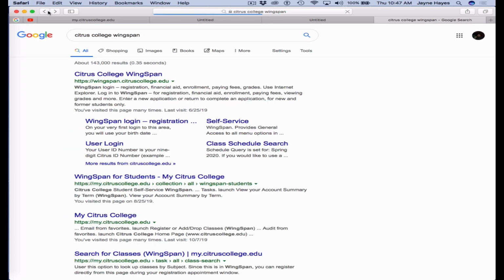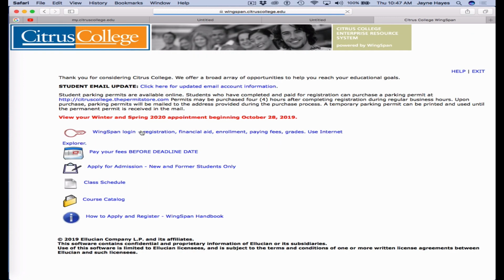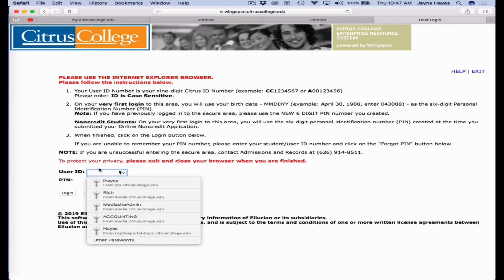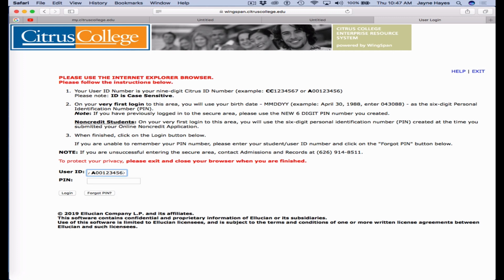Okay. So again, in Google, just go to Citrus College Wingspan account. Yeah, right there. And then go ahead and log in. You'll put in your Citrus College ID number, and then the PIN number. What would that be? Okay, not yours, but generally, it's capital C, lowercase c, and then your birthday, but only the last two digits of your year. You guys get that?